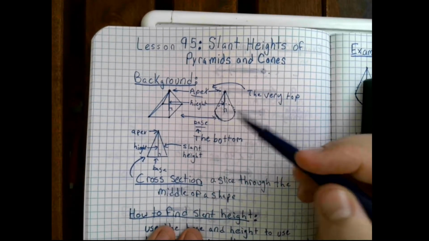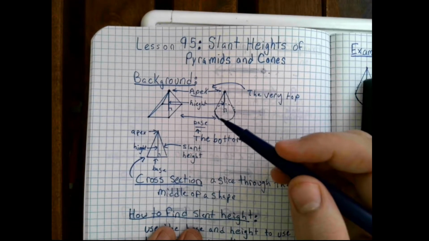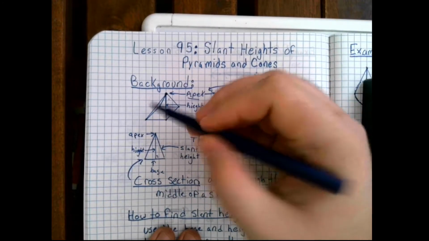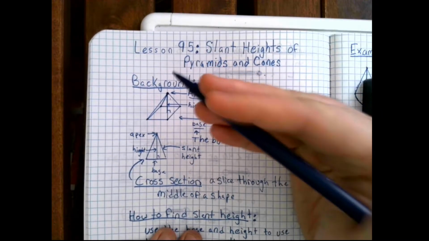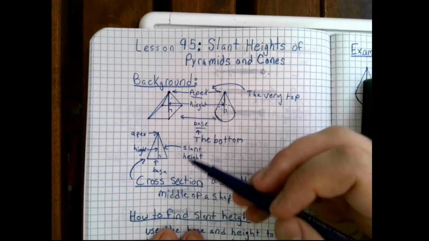Now, during today's lesson, I'm going to be referring to the word cross-section. A cross-section is what you would get if you took this shape and you cut it right down through the apex along the height, straight through the middle. So it's not on the side, it's not on the edge, it's straight through the middle.